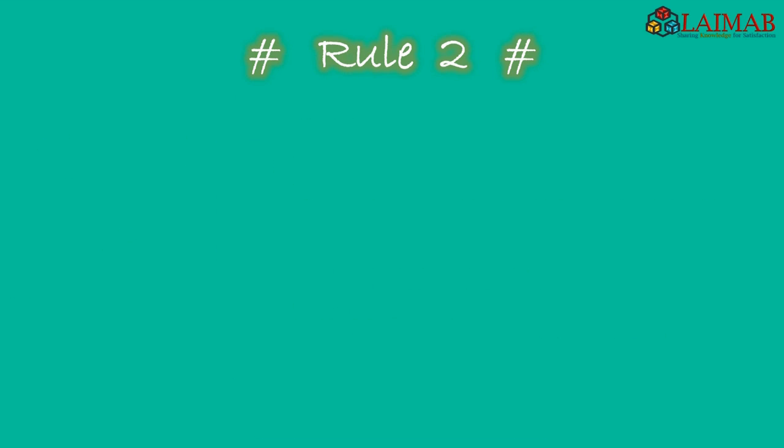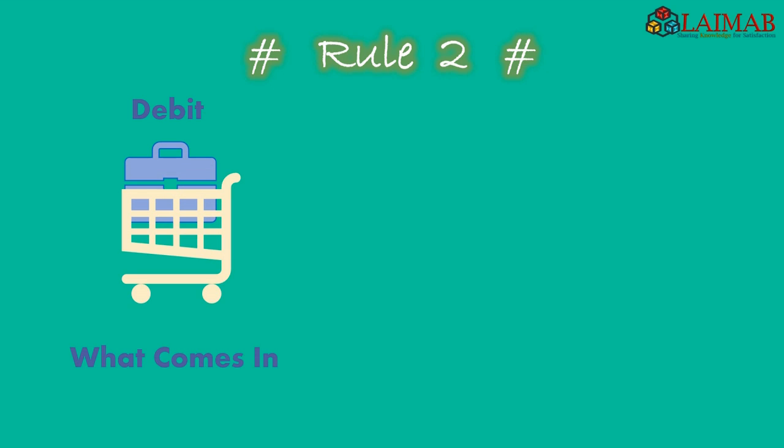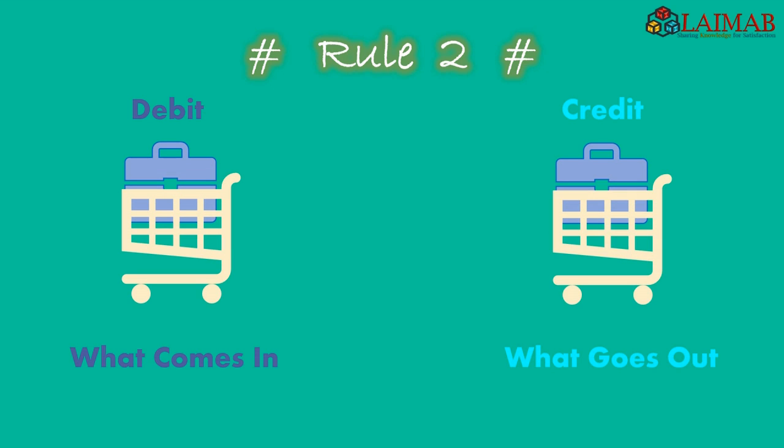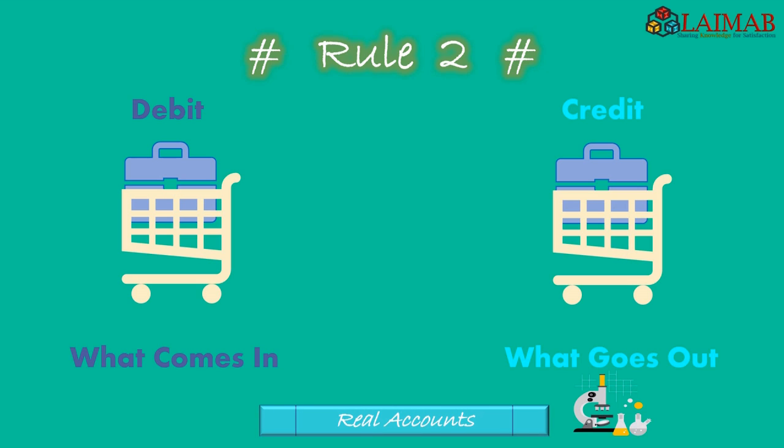Rule 2. Debit what comes in. Credit what goes out. This rule is applied in case of real accounts. Real accounts include machinery, land and building etc. They have a default debit balance. Therefore, when we debit what comes in, we are adding to the existing account balance. Similarly, when we credit what goes out, we are reducing the account balance when a tangible asset goes out of the organization.